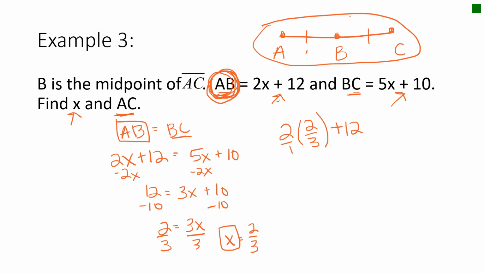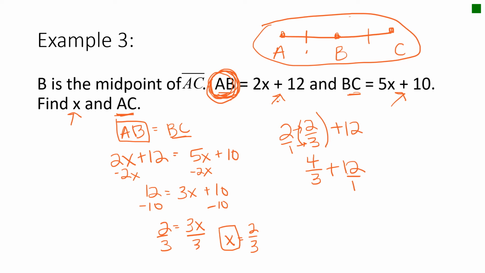How do we multiply fractions? Multiply straight across. So I'm going to get 4/3 plus 12. Okay, but now I'm adding fractions. But 12 isn't a fraction, so I'm going to put 12/1. How do I add fractions? Can I just add straight across? Nope. I hope we're all saying nope.